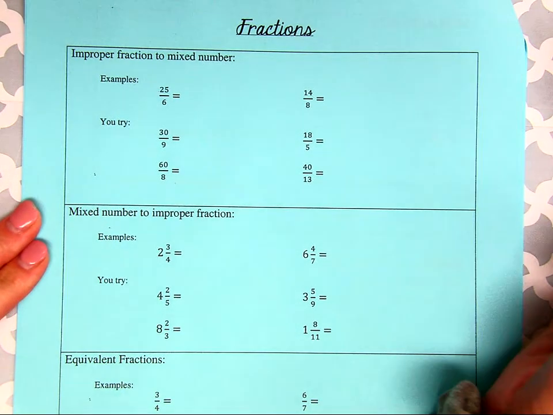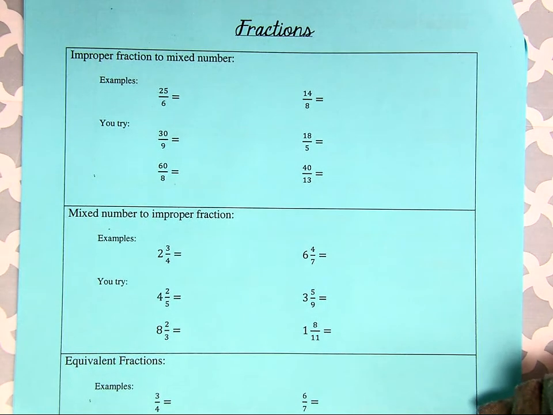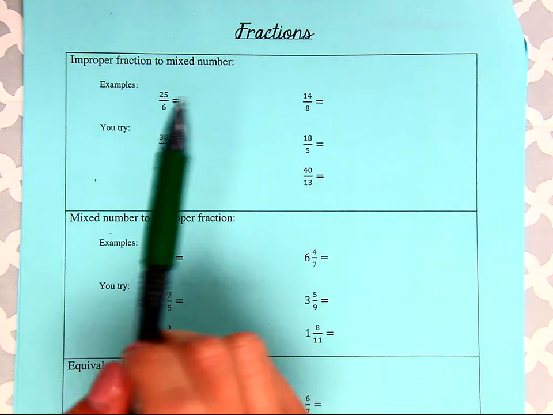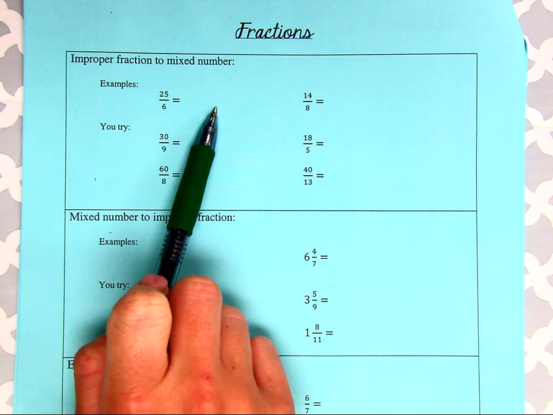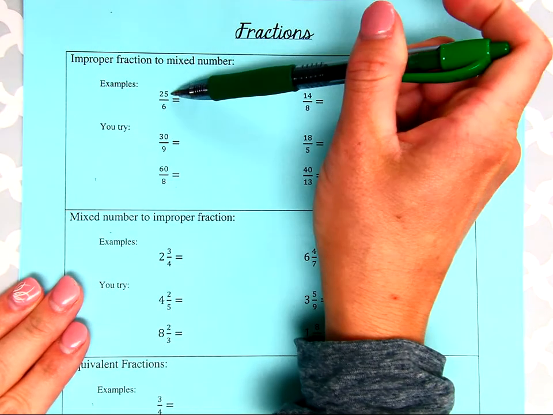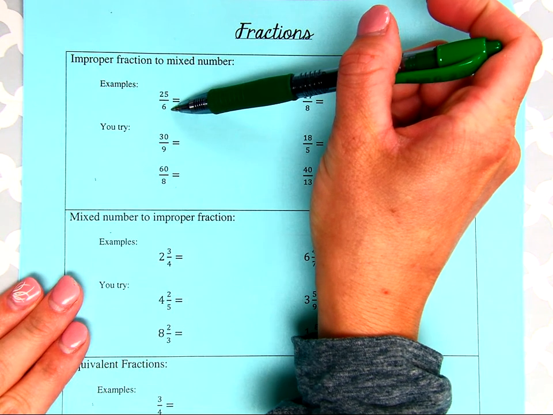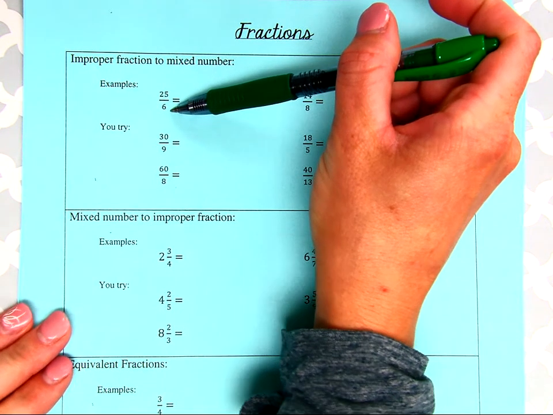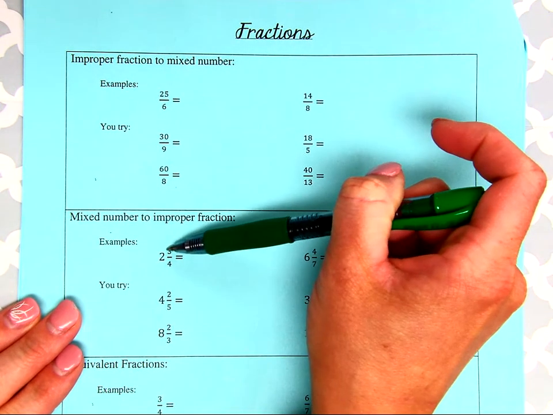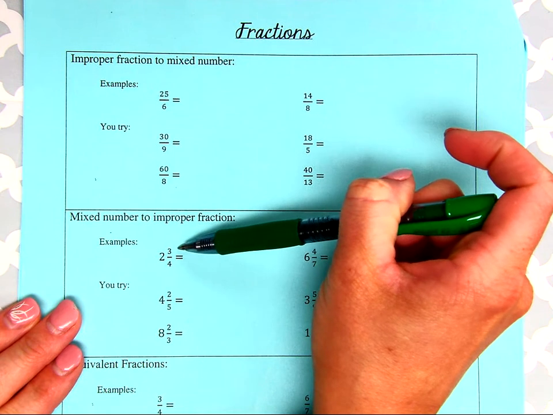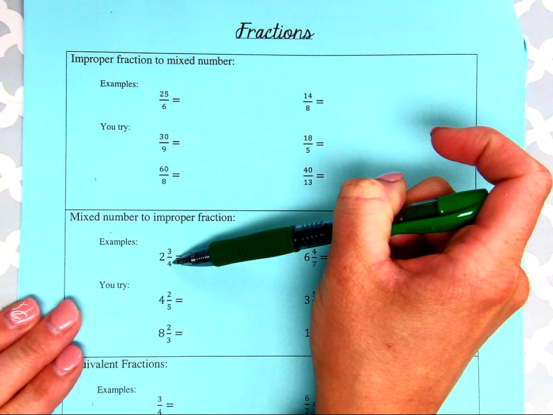Okay, so we're going to look at improper fractions and mixed numbers and how to go back and forth with each of those. In this first box, I've given you an improper fraction, and then we're going to change it to a mixed number. We know this is an improper fraction because our numerator, the top number, is larger than our denominator, the bottom number. Whenever this happens, it's an improper fraction. We need to change it to a mixed number, which is where we have a whole number, and then the fraction part, where the numerator is lower than the denominator.